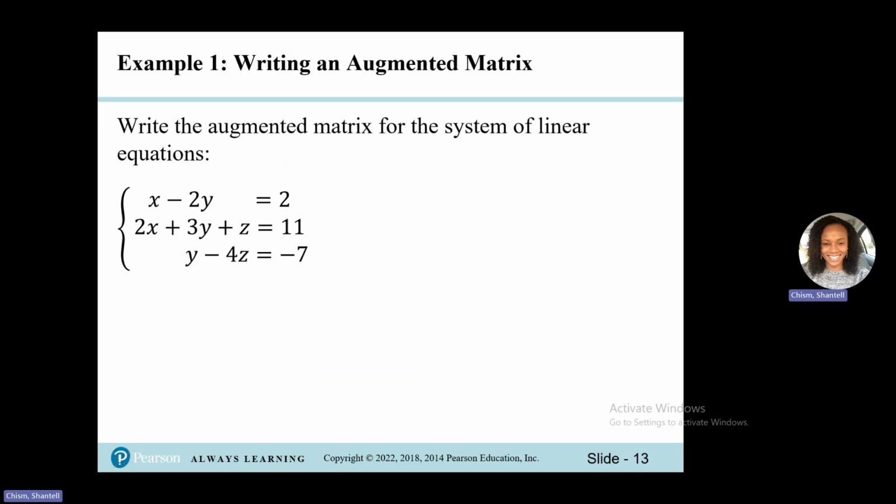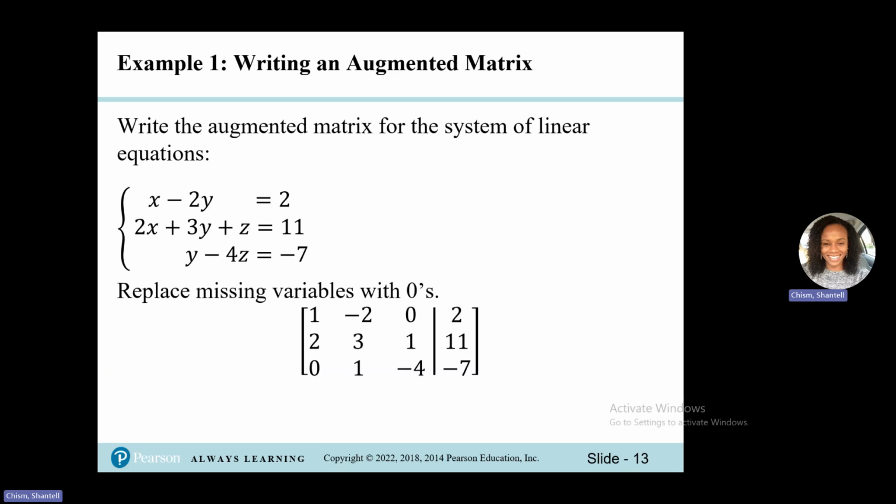So when we look at this first example here, it says write the augmented matrix for the system of linear equations. You replace the missing variables with zeros. And then, for each equation of the system, you have it represented by a row in the matrix. Again, keeping the constants here on the right side of the bar and the coefficients on the left. Okay? We can do that also in our homework.